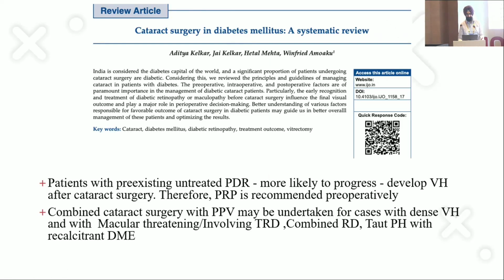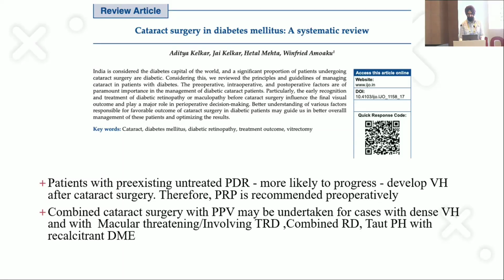Cataract surgery in diabetics. We all know diabetics develop cataracts early. The most common type is senile. Snowflake cataract can be seen. Patients who have a pre-existing untreated PDR are more likely to progress and develop vitreous hemorrhage after cataract surgery. Therefore, PRP is recommended preoperatively if the media allows. If not, these days we give anti-VEGF after ruling out tractions.